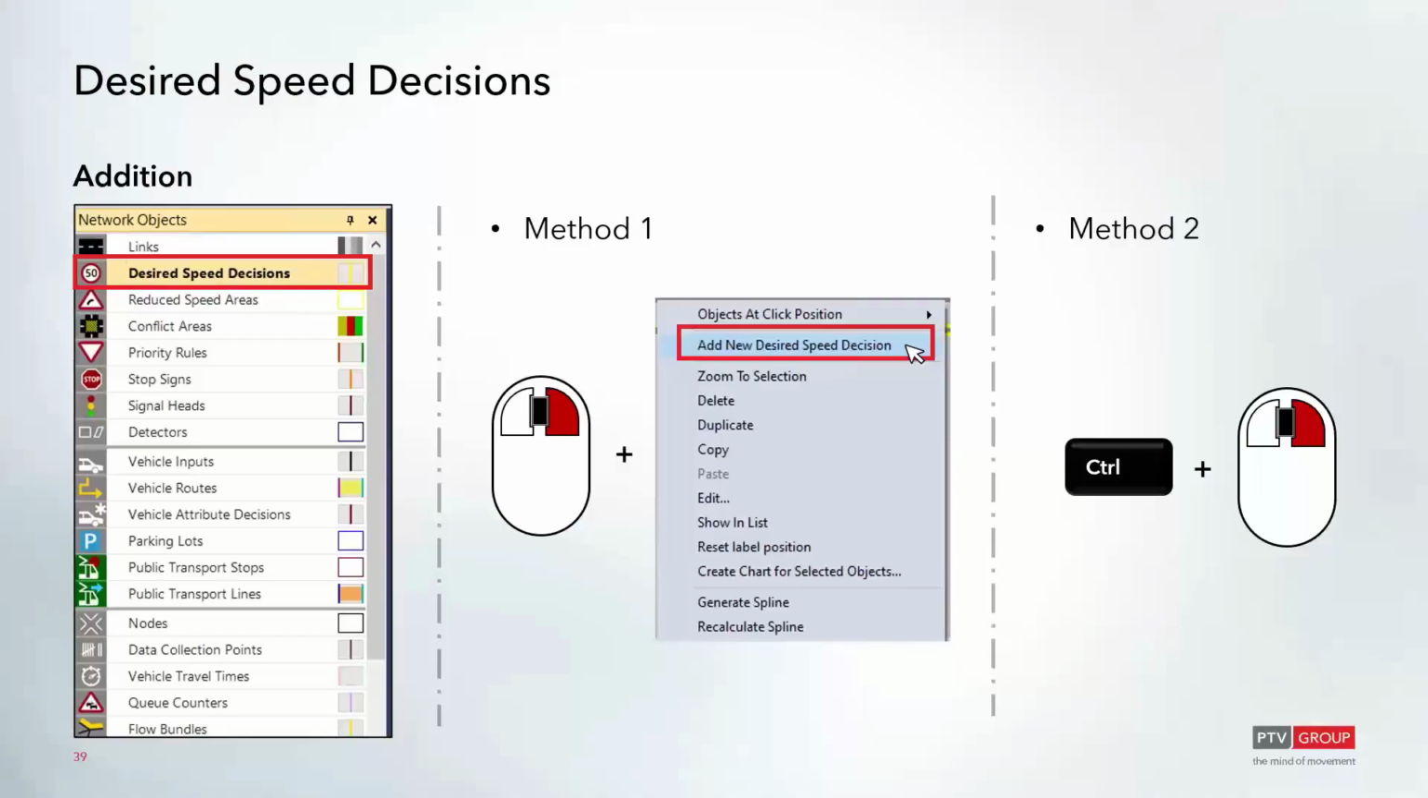So when adding in the desired speed decisions, you'll just need to make sure you have that option selected over on the left-hand side within that network object toolbar. And then as long as you have that selected, you can right-click on one of the links that you want to add that decision to, and then you can go to Add New Desired Speed Decision. On the other side, you can also add these by just holding Control, and then you can use that right-click just to place those desired speed decisions along those desired links.